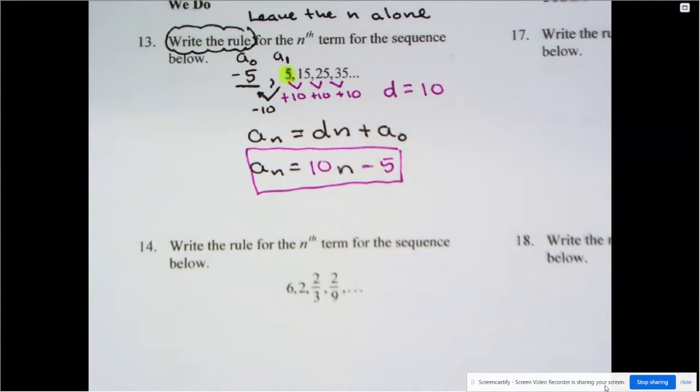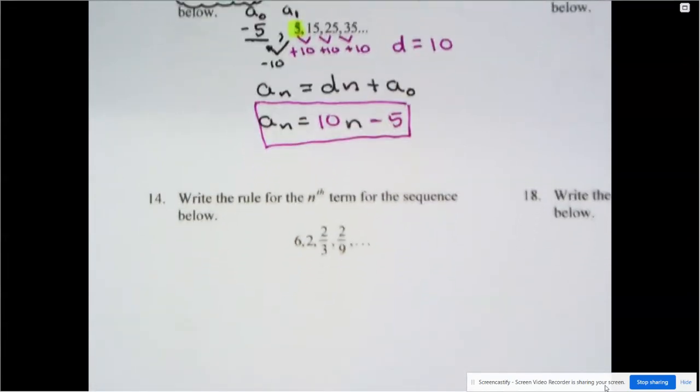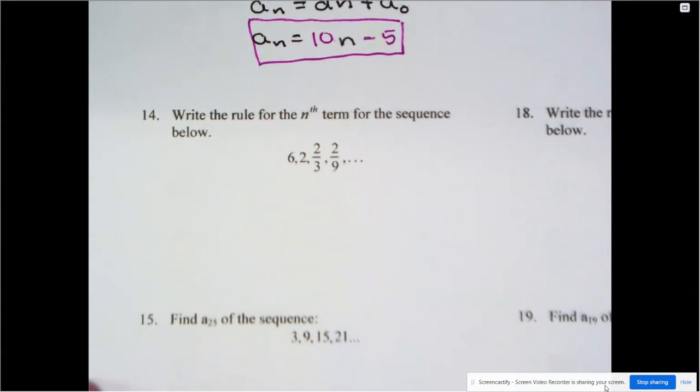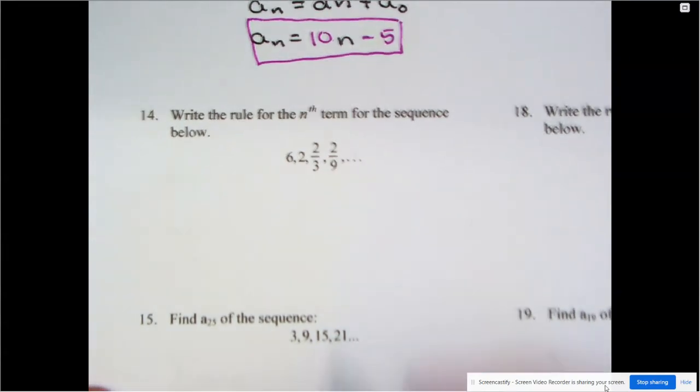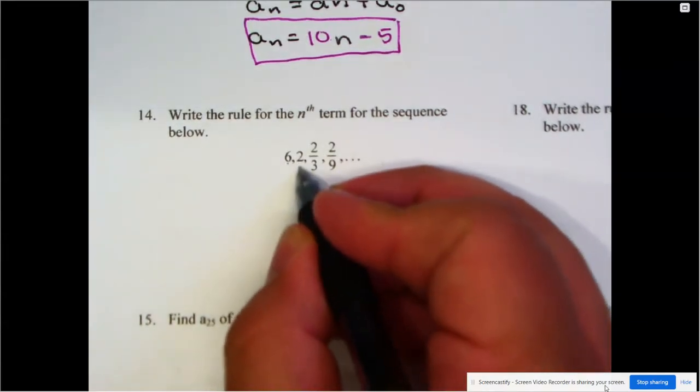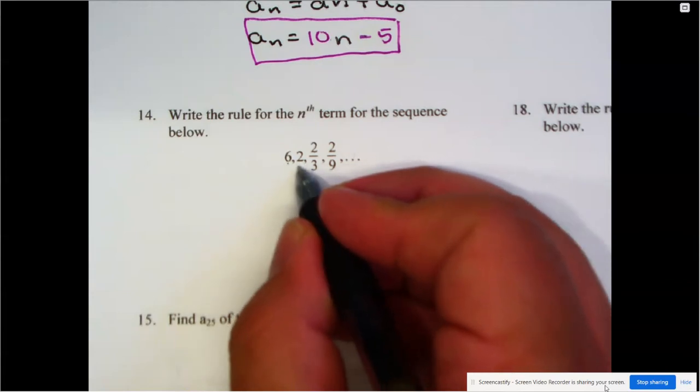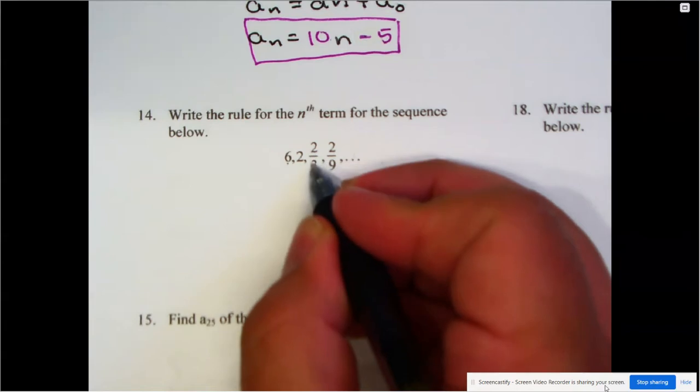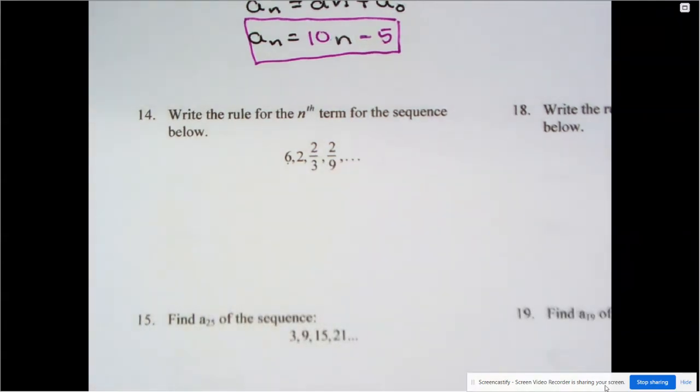Now, number 14 also says, write the rule for the nth term of a sequence below. It didn't say the word recursive, so we're not going to use any of the recursive stuff. I am going to look for a pattern though. So check it out. My numbers are getting smaller. So I might say, oh, subtract the 4. But a 2 minus 4 would not be a fraction. Then that means this has to be geometric.